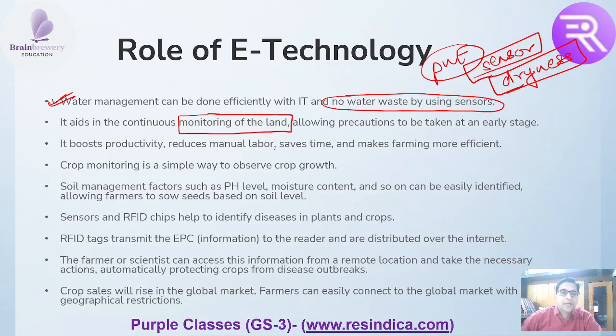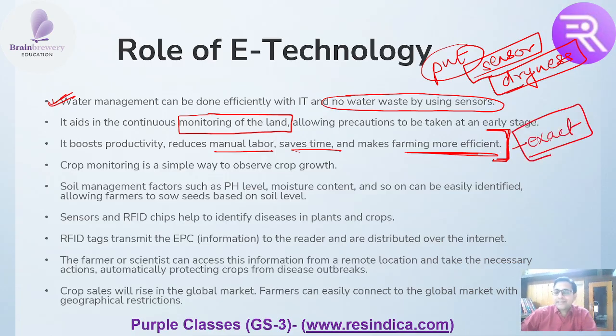It boosts productivity, reduces manual labor, saves time, and makes farming more efficient. Whenever we utilize technologies, we get exact data. We know exactly when to put on water, when to put on fertilizer, and when my land is properly prepared. If we know exactly when things are happening, obviously we will take better informed decisions, right?